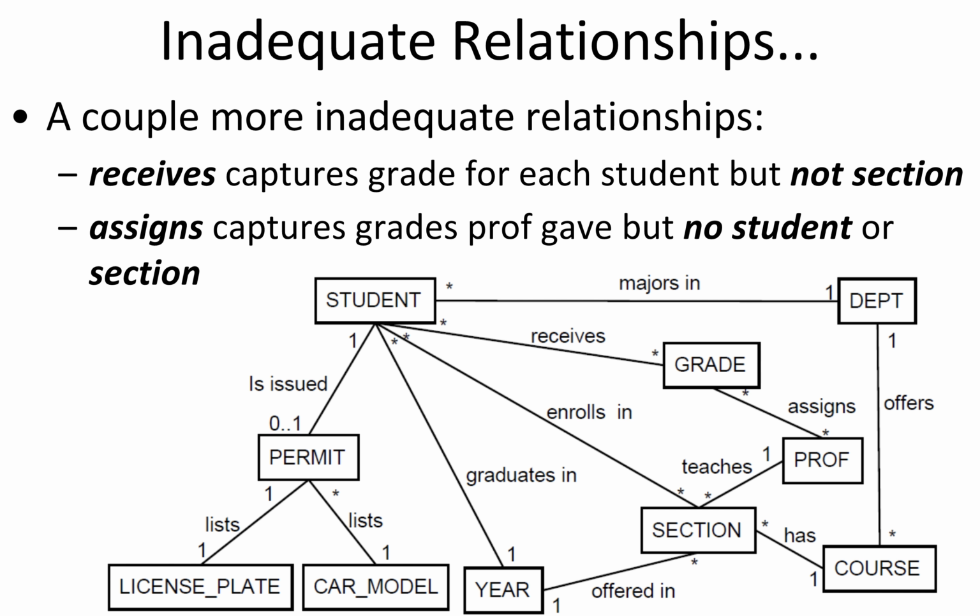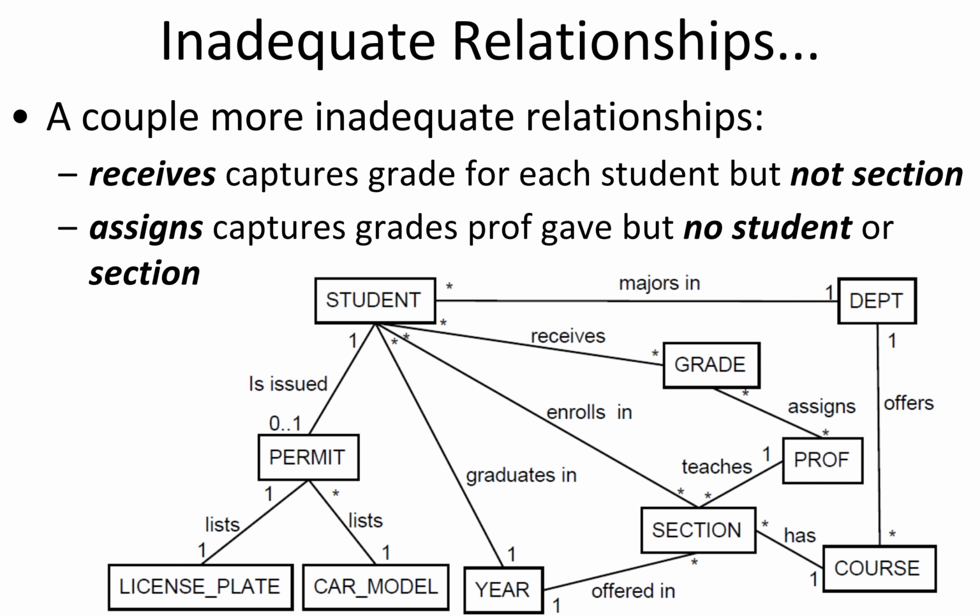So let's look at a couple of other inadequate relationships. Receives. So this receives over here. Student receives grade, but there's no way to know what grade you got. So the professor assigned this grade to the student, but we don't know for what course. For what course did you get that grade? So somehow we're missing a relationship to the section or the course, right? Or assigns captures grades the professor gave, but no student to the section, right?